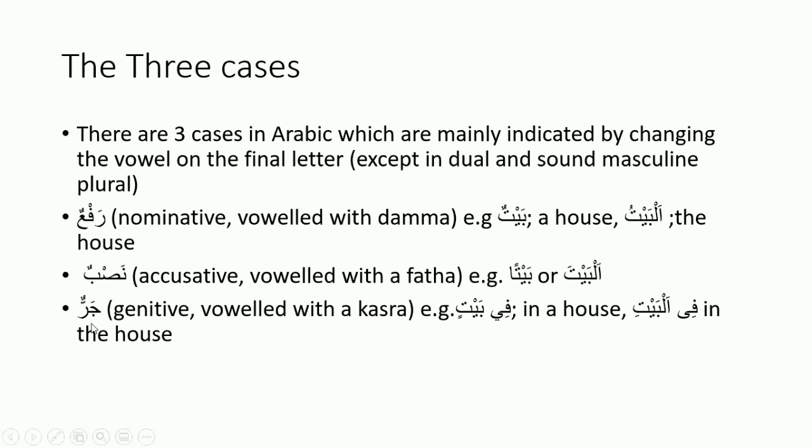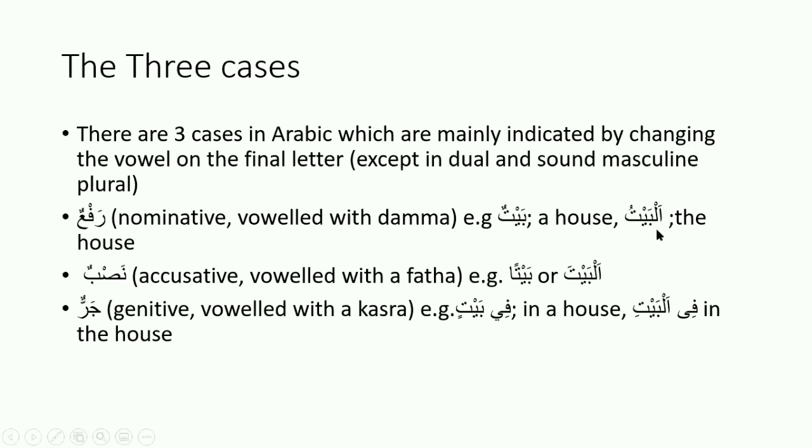The third case in Arabic is called jarrun. In English we call it genitive. Essentially what that means is the last letter has a kasra. So in definite form, for example, it'll be fil bayti, in the house, or fi baytin, in a house. Kasra is like a small dash at the bottom of the letter.